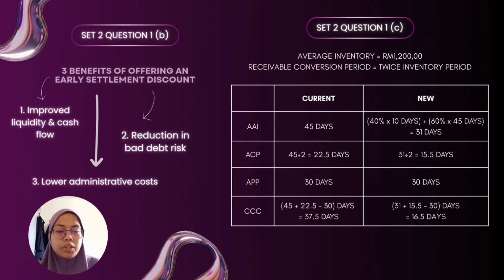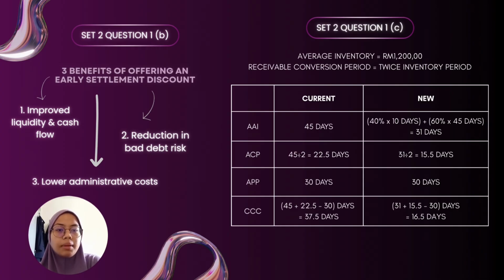For question C, the average inventory is 1,200 ringgit and receivable conversion period is twice the inventory period. So we need to calculate the current and also the new AAI, ACP, APP, and also the CCC to see the difference between the current and the new one. So for AAI, the current is 45 days and the new one is 40% times 10 plus 60% times 45, we will get 31 days.